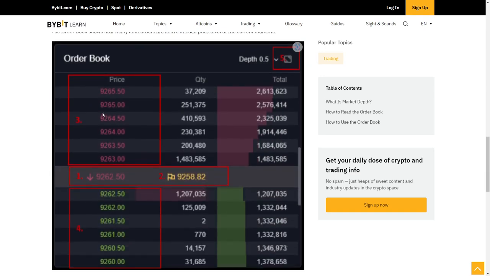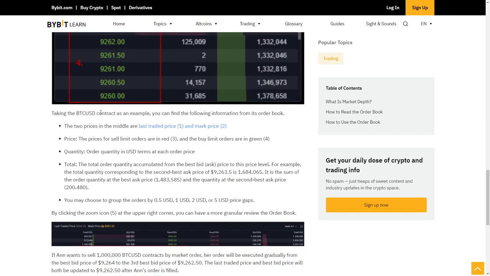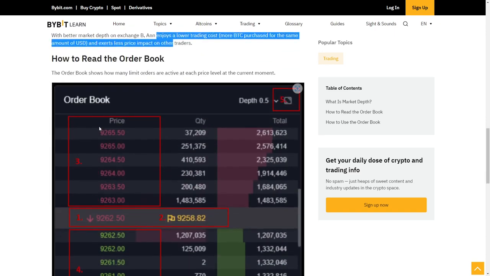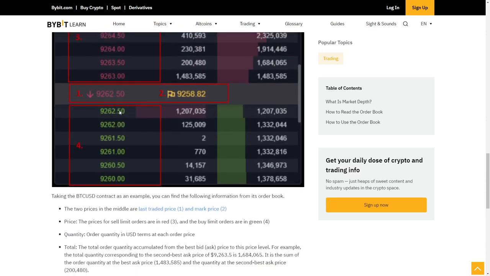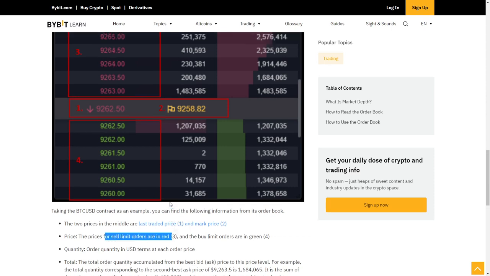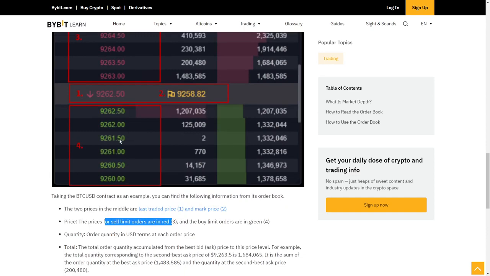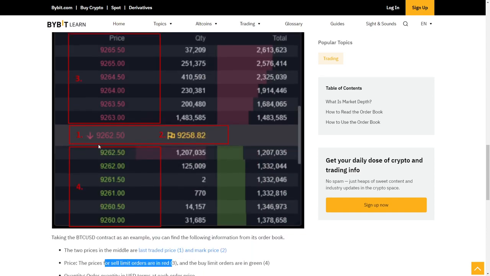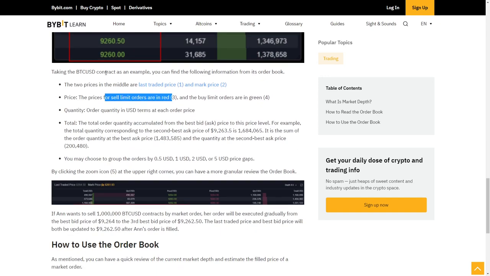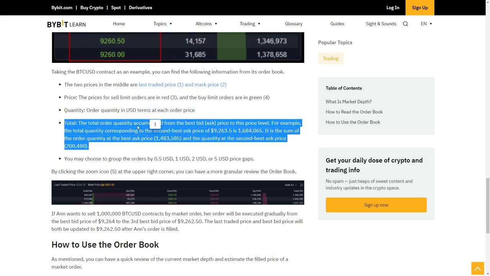So how can you actually read the order book? The two prices in the middle are last traded price and mark price. So this is last traded, and this is the mark price. The prices are limit orders, in red. So these are the prices people are selling for, and these are the prices people are buying for, right? So you can see here they're buying for 9,262, and they're selling for 9,265. So $3 difference.